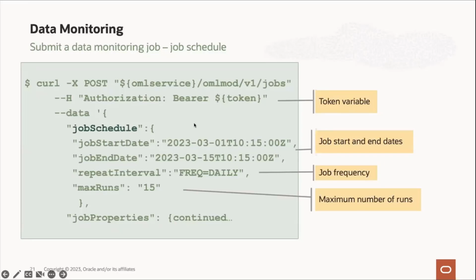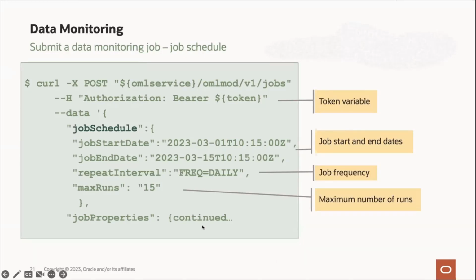And the first thing you have to define for an asynchronous job is the job schedule. Here we are just defining when we want our job to start running, to end, and the number of times we want it to repeat within that start and end date. You can set your frequency, for example, here to run daily. You can also set the max number of runs. So this just defines how you'd like your job to run.